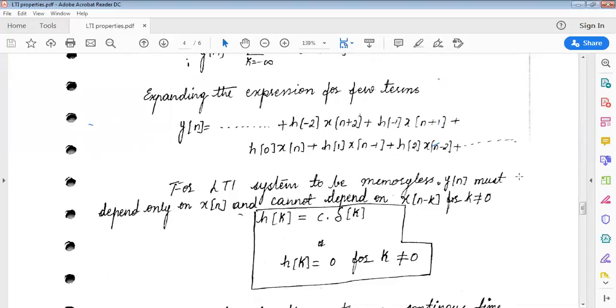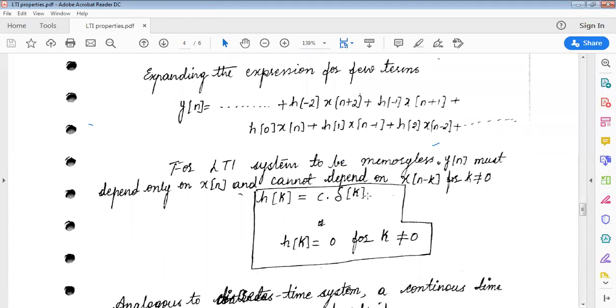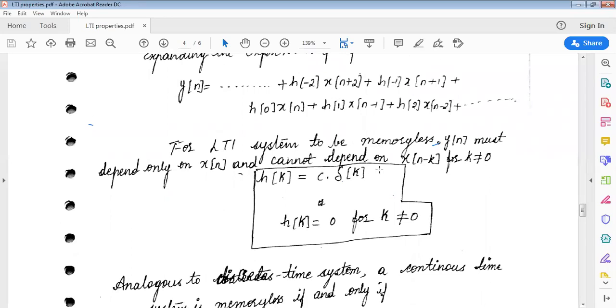Now, if you remember the properties of systems, not LTI system, you had understood that if the system has to have memory, the output of the system should depend upon the past values of the input or future values of the input. Only then we say that the system has memory. And similarly, if the system has to become memoryless, then your output should depend only on the present values of the input. Okay, so here I'll define a condition for the system to become memoryless.